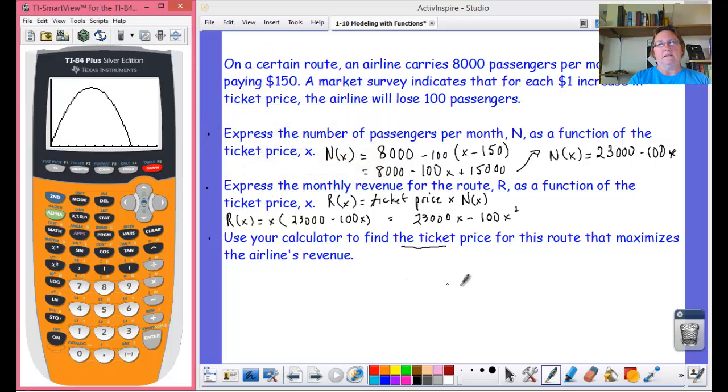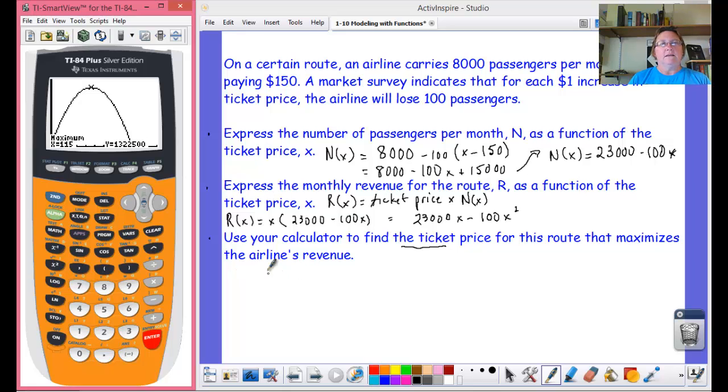What we're asked to find is the maximum ticket price. Ladies and gentlemen, you'll remember from our very first lesson, maximum is one of the second trace functions. Second trace, in fact, it's number 4, so let's go down to number 4. Setting a left boundary, so I need to cursor until I'm left of the top of this hill and hit enter. Now set a right boundary, cursor back right and enter, and then enter one more time.